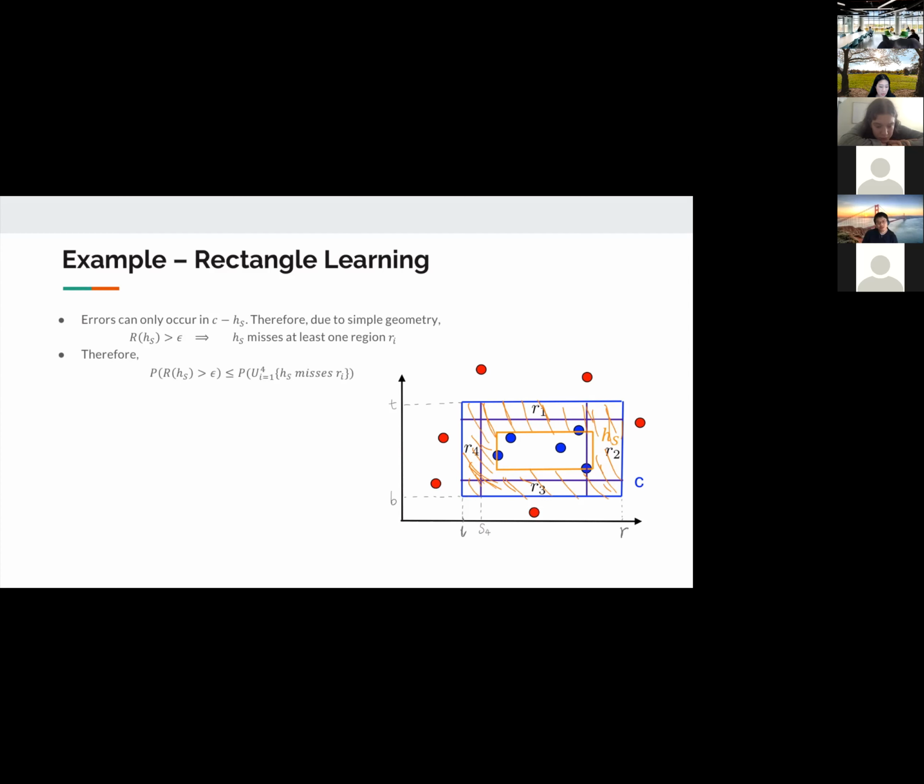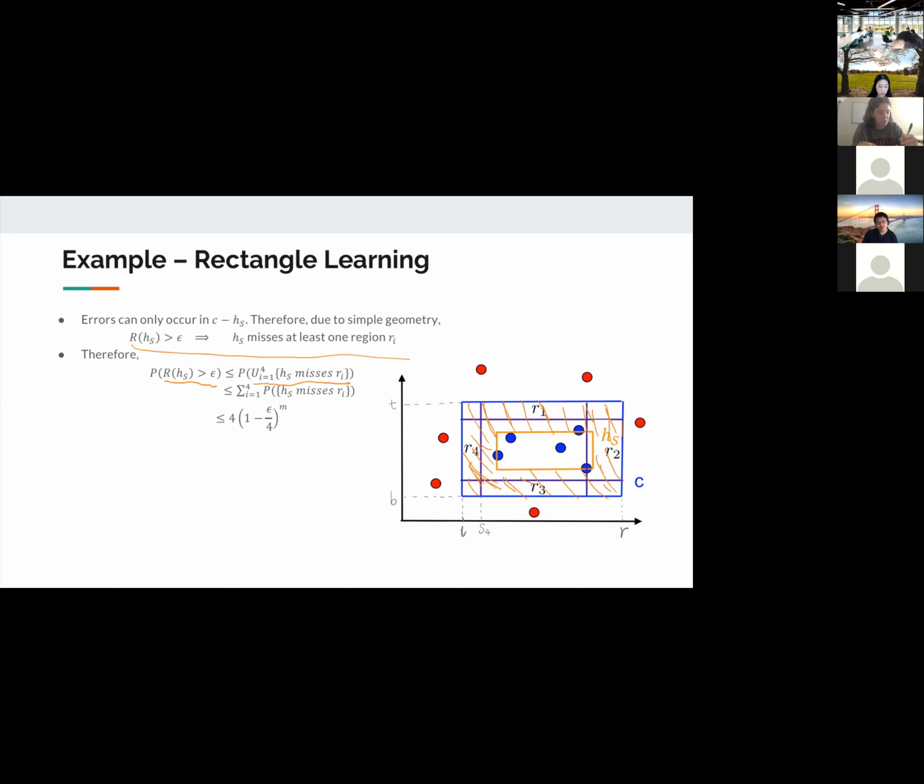Now, what does this mean? This means that the probability that R of HS is greater than epsilon will be upper bounded by the probability of this event, the union of HS misses Ri, right? Based on this argument here. Again, this is a very simple argument. Now, using the union bound, it is going to be smaller than or equal to the summation of the probability HS misses Ri.